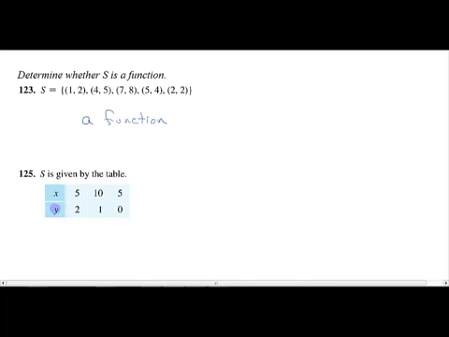If we're given this table, then we have 5, 2, 10, 1, and 5, 0. Again, this is not going to be a function because we have 5 going to 2 different values. So this is not a function. And think about if you did have these points graphed, you'd have a vertical line going through 5, 2 and through 5, 0. It wouldn't pass the vertical line test. So not a function because we have an x that has more than 1 y.